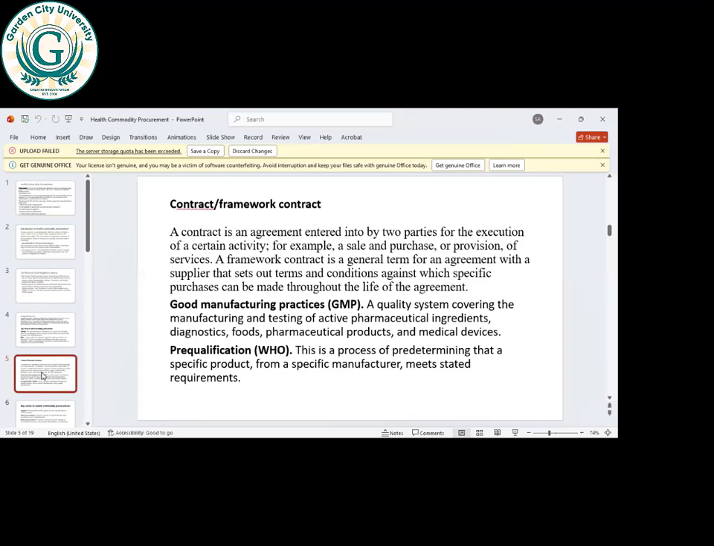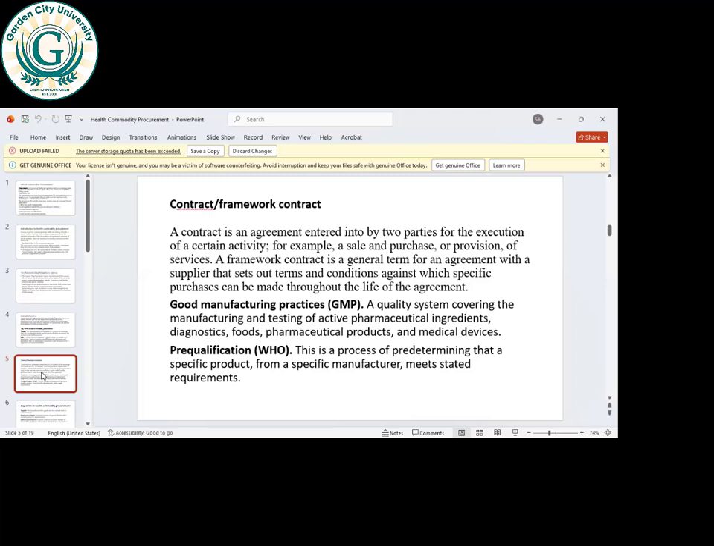So the next one is the contract. Another key term when it comes to the procurement process. We also have contract or framework contract. A contract is an agreement entered into by two parties for the execution of a certain activity, for example, a sale and a purchase or a provision of services. A framework contract is a general term for an agreement with a supplier that sets out terms and conditions against which specific purchases can be made throughout the life of the agreement.